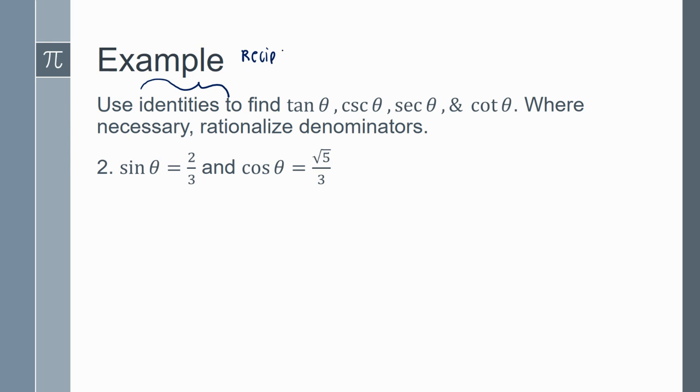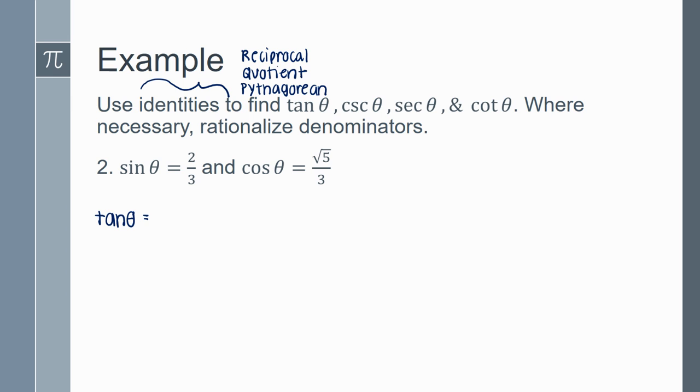So once again, we have reciprocal identities, we have the quotient identities, and we have the Pythagorean identities. So we can essentially use all of them, but you probably want to make your life a little bit easier. So let's try to figure out what the easiest identities are to use in order to get to my answers. So let's just go down the order that's listed. Let's start with tangent. Because I'm given sine and cosine, well, tangent isn't the reciprocal of either sine or cosine. So the reciprocal identity isn't going to work in this particular case.